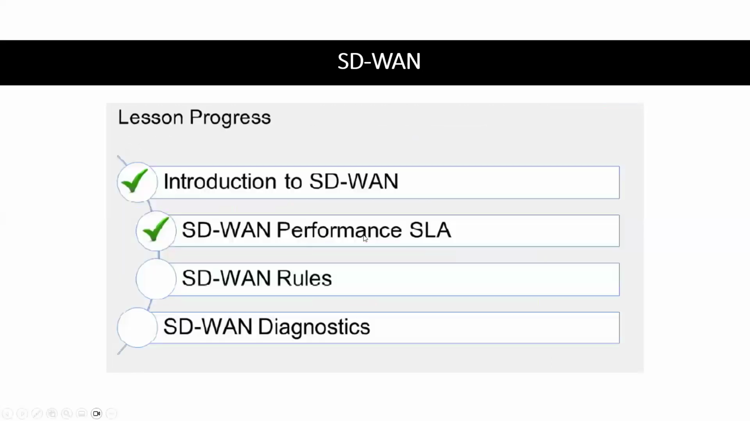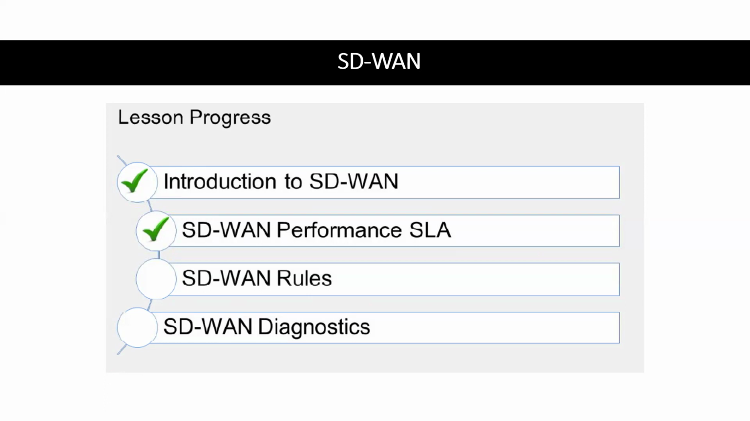With that being said, we are finished with the SD-WAN performance SLA section. I have 2 questions I'm going to ask you. First question: which link attribute is used in SD-WAN link quality measurements? Is it A, cost, or B, latency? Would it be B, latency? There we go.